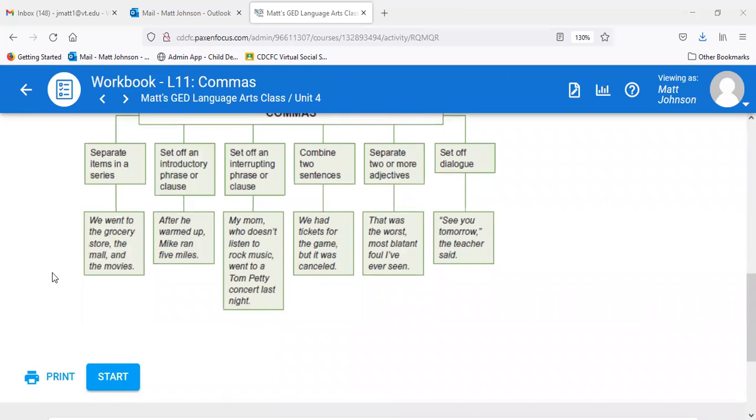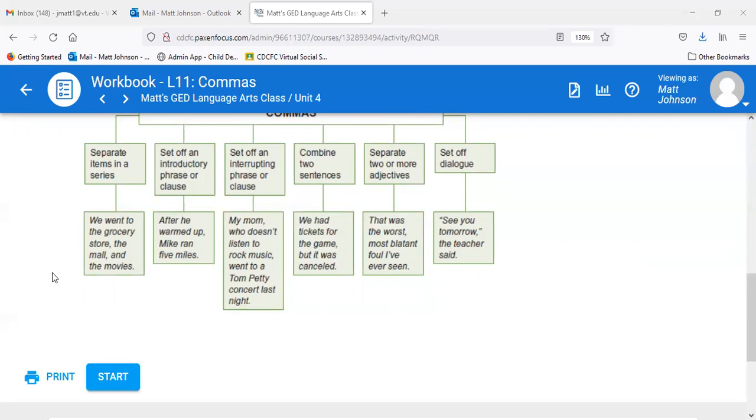Set off an interrupting phrase. My mom, who doesn't listen to rock music, went to a Tom Petty concert last night. Who doesn't listen to rock music? That's our interrupting phrase or clause. You can eliminate that and you still have a complete sentence: my mom went to a Tom Petty concert last night. But you miss a little context there, and inserting the commas with that additional phrase gives you more information.